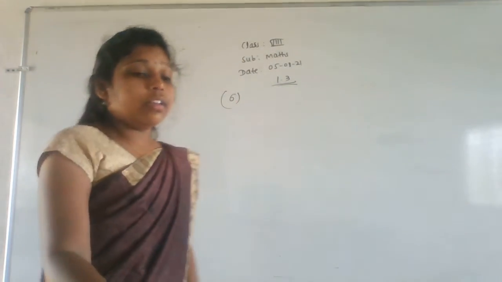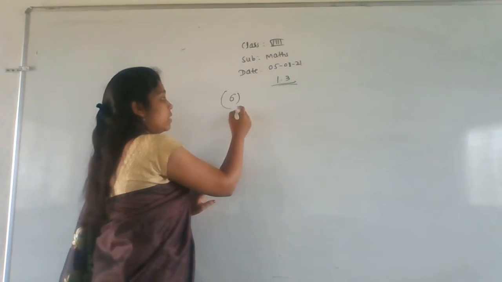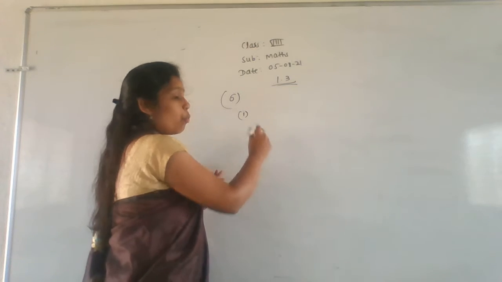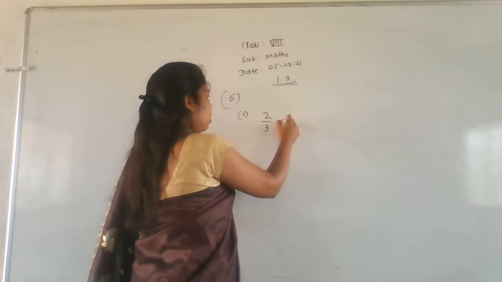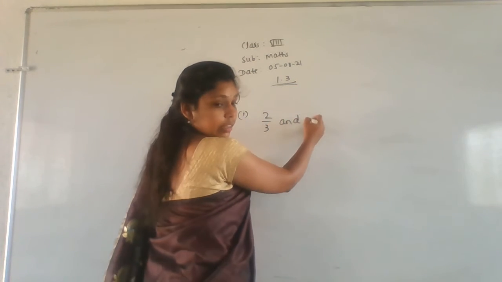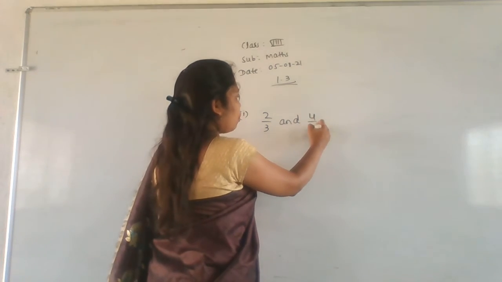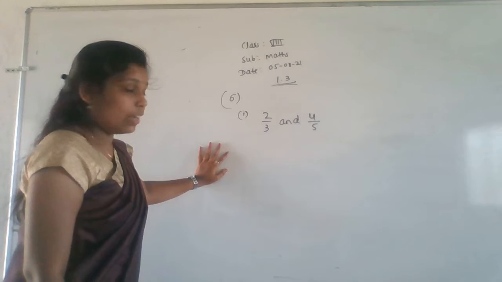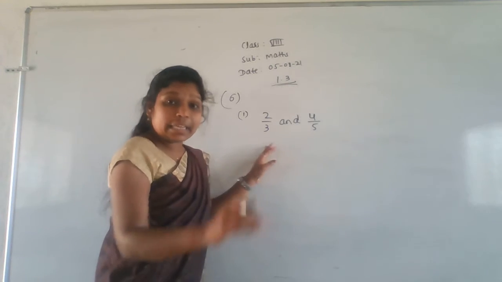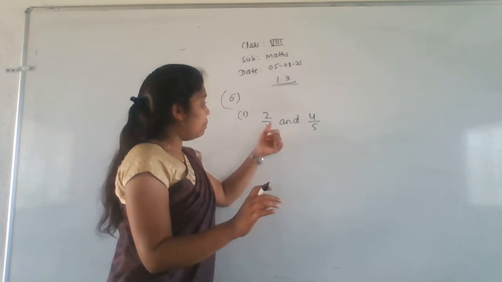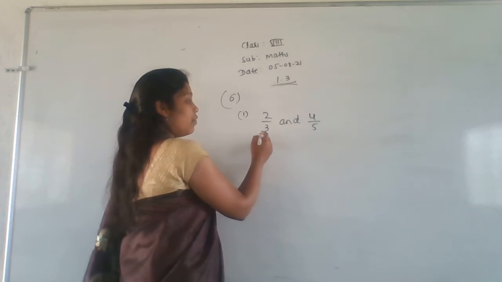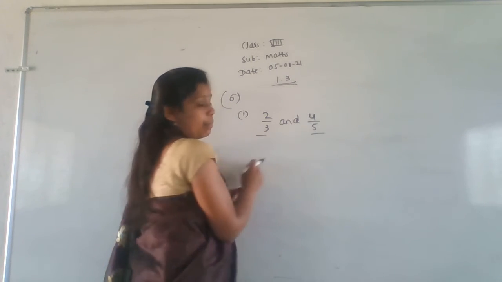1.3 third main. Sorry, sixth main. In that first one, what is the first question they gave here? 2 by 3 and 4 by 5 is given, right? We have to find 5 rational numbers in between 2 by 3 and 4 by 5. See here, first make the denominator terms the same.